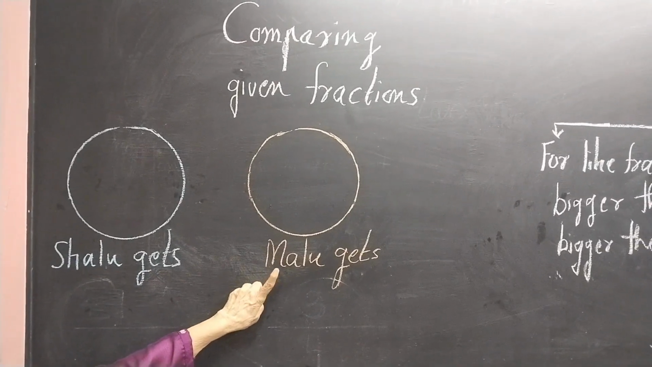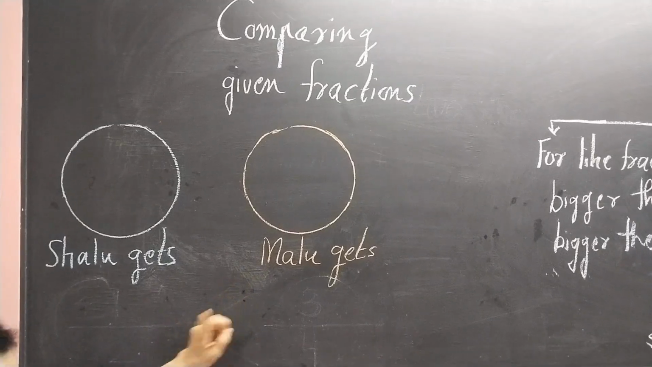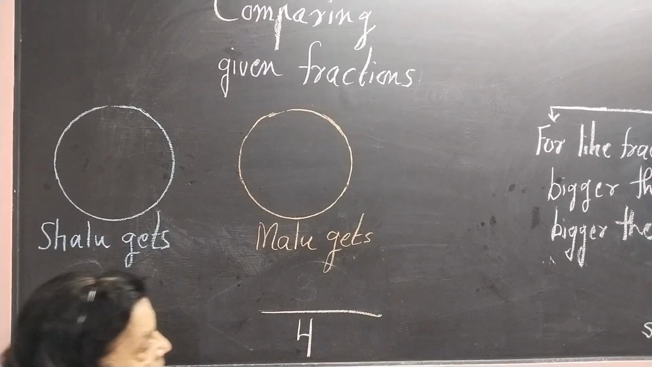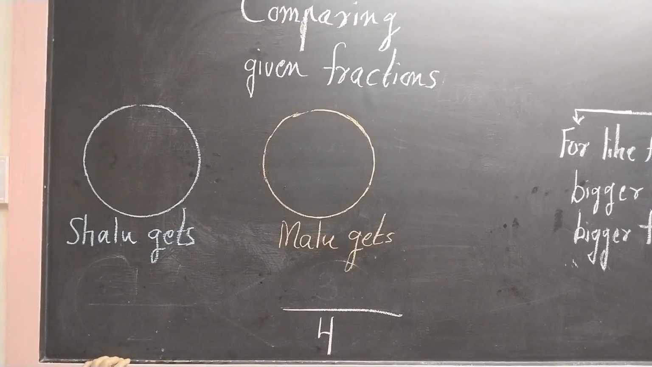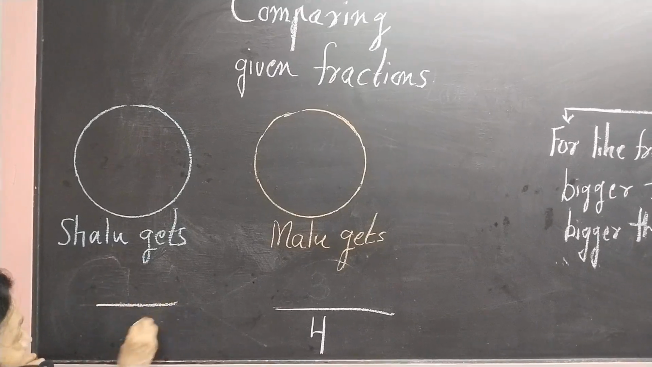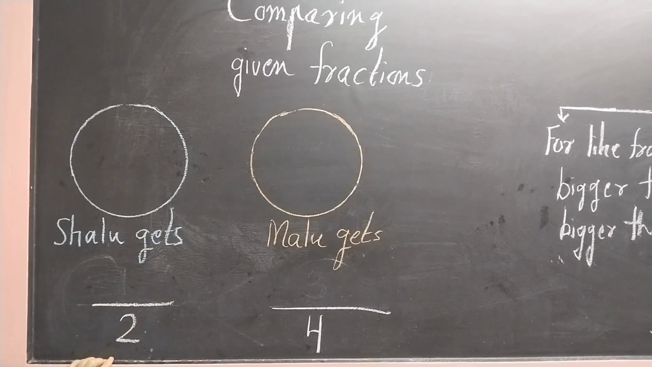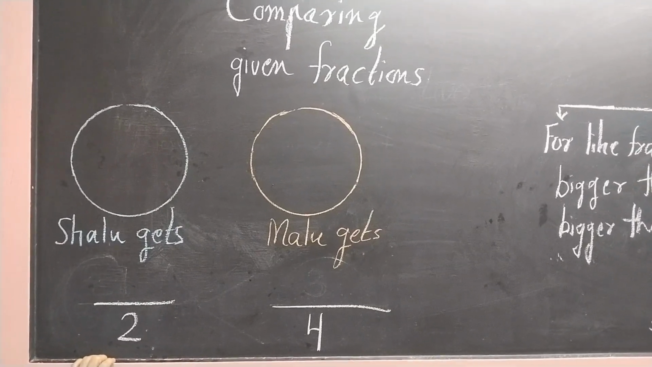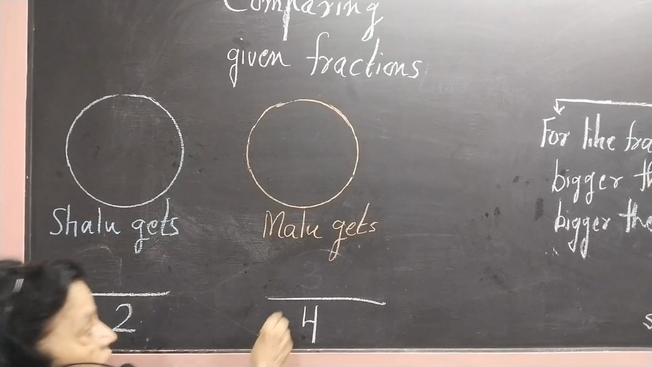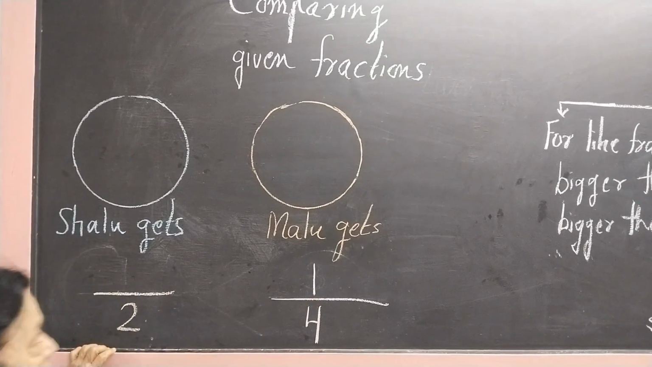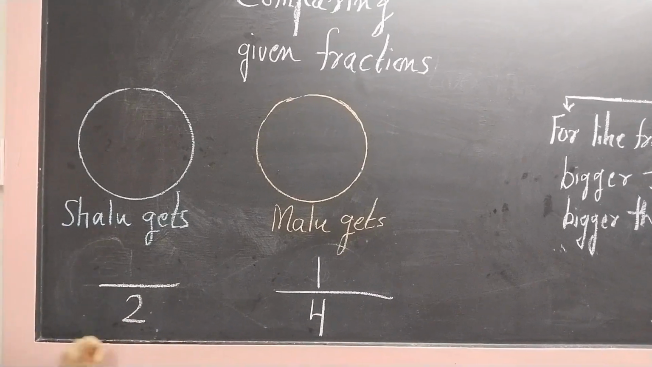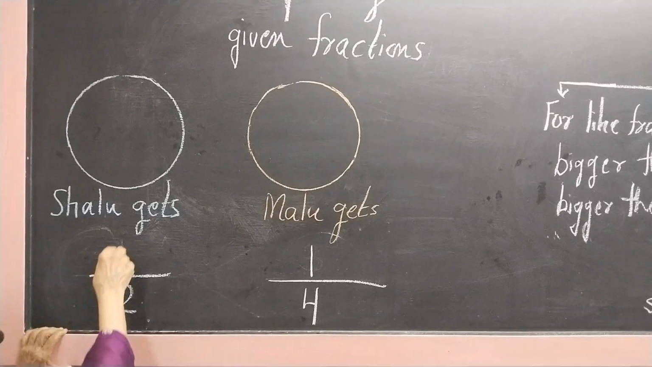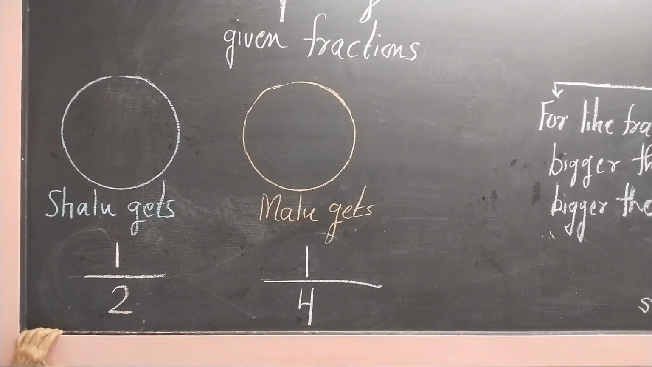Now Malu's cake, I have cut into 4 equal parts. And Shalu's cake, I have cut into 2 equal parts. Now, from Malu's side, I am giving her 1 piece. In the same fashion, for Shalu also, out of 2 pieces, I am giving her only 1 piece.